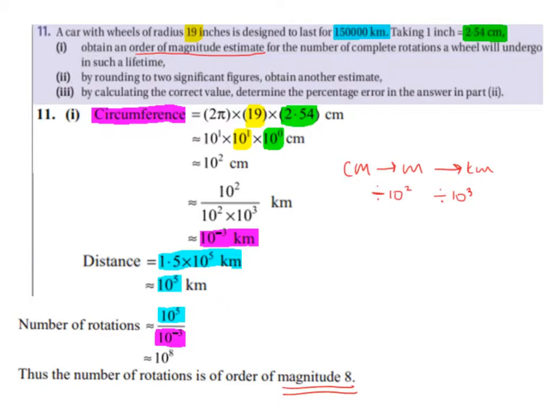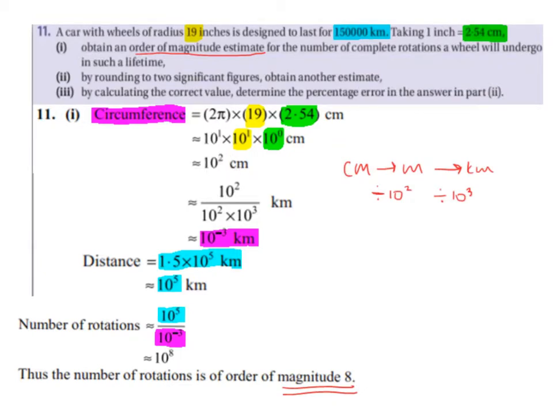And then 2.54, we're going to round off to 10 to the power 0, because 10 to the power 0 is really 1, and 2.54 is closer to 1 than it is to 10. Then 10 to the power 1 times 10 to the power 1 times 10 to the power 0 is 10 squared, because 1 plus 1 plus 0 is 2. So the circumference of the wheel is 10 squared centimeters.